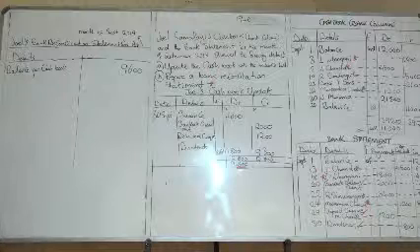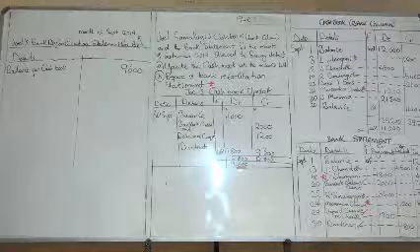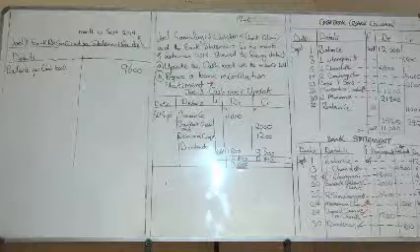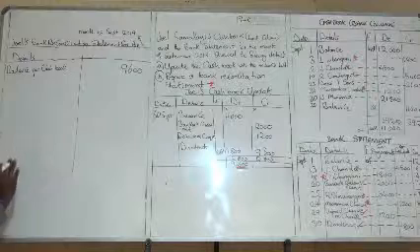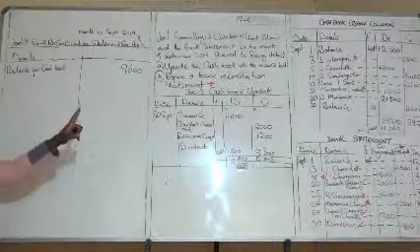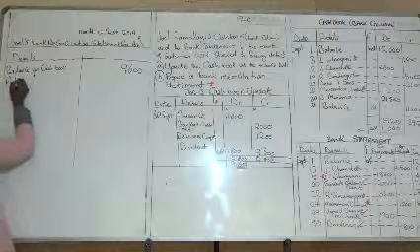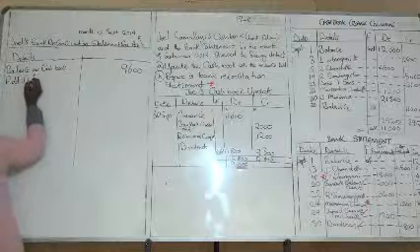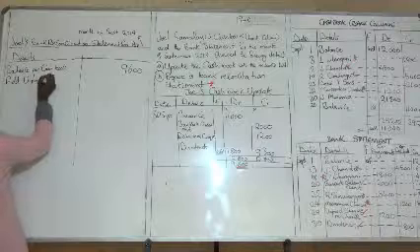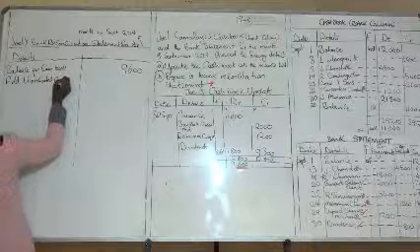firstly add unpresented checks. You have to firstly add unpresented checks. When you decide to start with the balance from the cash book, you always have to start with add unpresented checks.